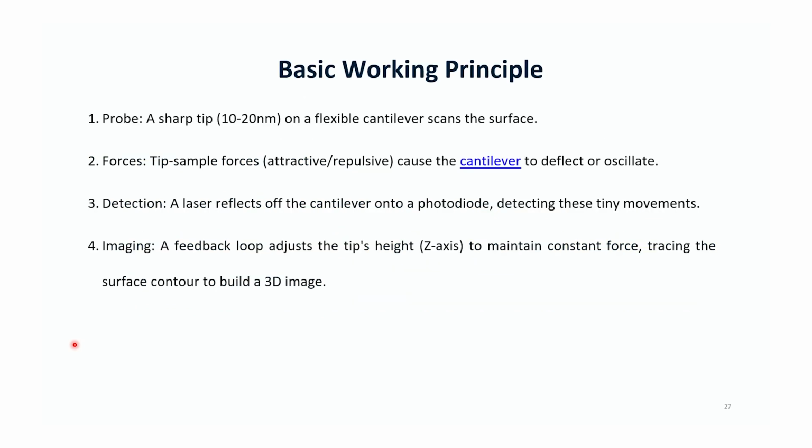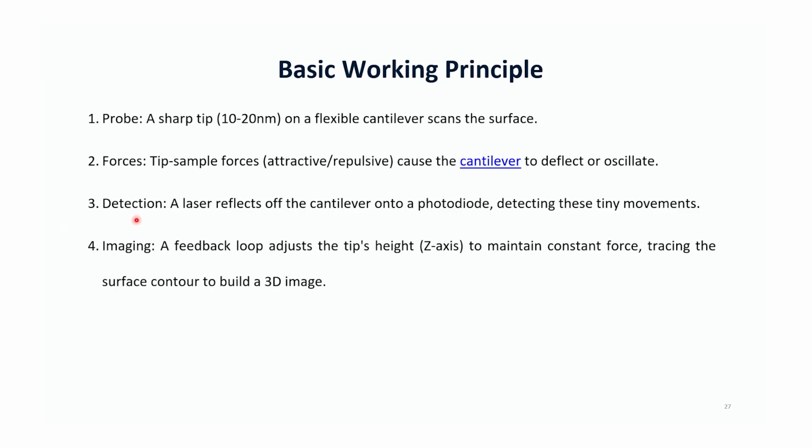So that's the basic working principle. There's a probe, a sharp tip of around 10 to 20 nanometer, placed on a flexible cantilever, and that scans the surface of your sample. Then there are tip sample forces, that is the tip comes in contact with your sample and there can be an attractive force between the tip and the sample, or a repulsive force, and that can cause your cantilever to deflect or to oscillate.